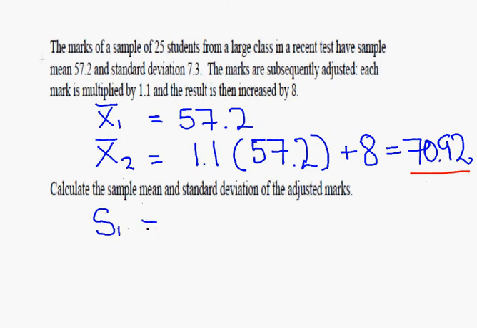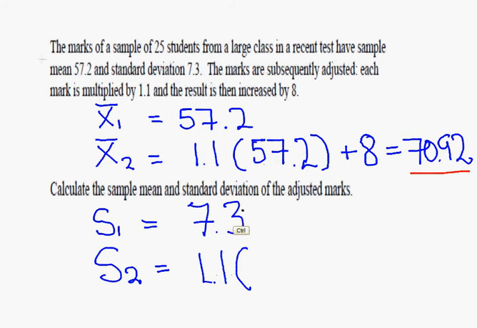In the first instance, it was 7.3. Now, what happens in the second instance? Well, the mark gets multiplied by 1.1. Now, that will be relevant to our new calculation. So, S2. It's sort of the scale it up. If you scale the mean up, you have to scale the range up. So it's 1.1. That's supposed to be a 1 there. Let's do that again. 1.1 times 7.3.